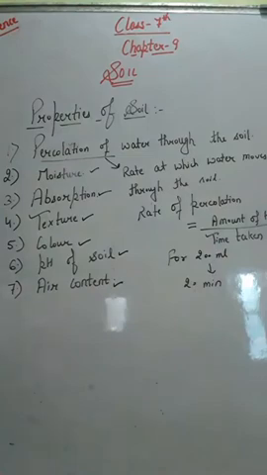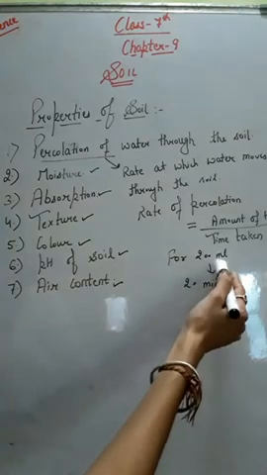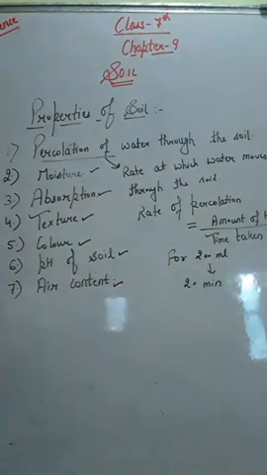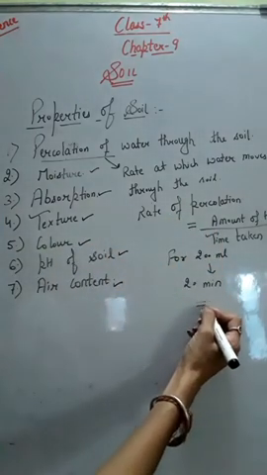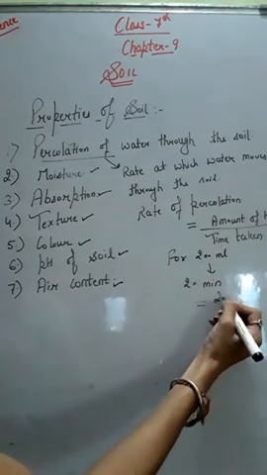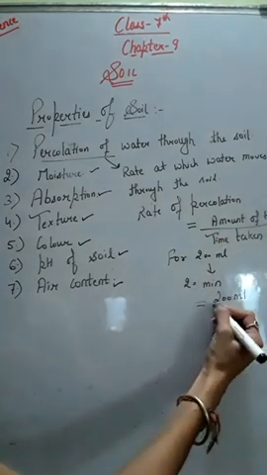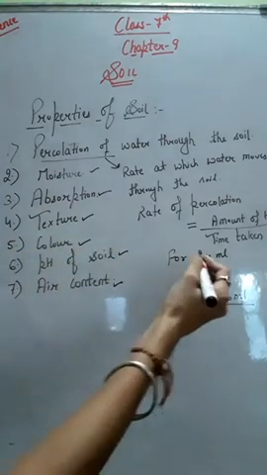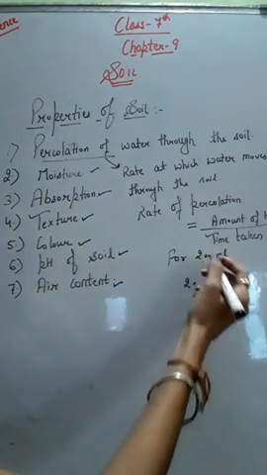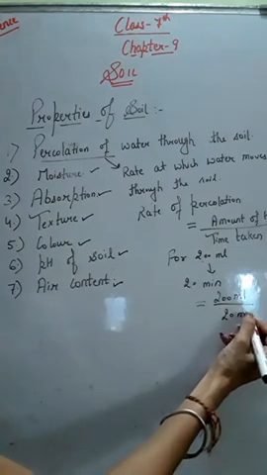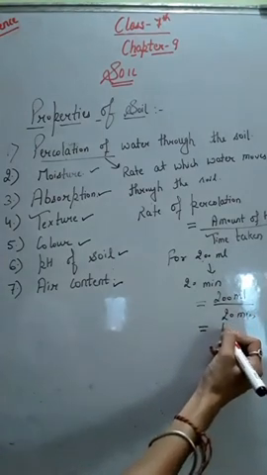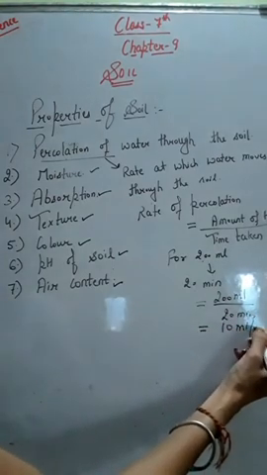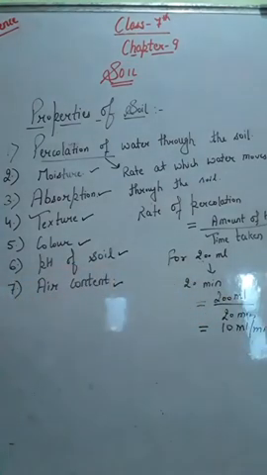For example, suppose that for a certain sample, it took 20 minutes for 200 ml to percolate. So the rate of percolation is the amount of water percolated, 200 ml, divided by the time taken, 20 minutes. So the rate of percolation is 10 ml per minute. That's how we can calculate the rate of percolation of any type of soil.